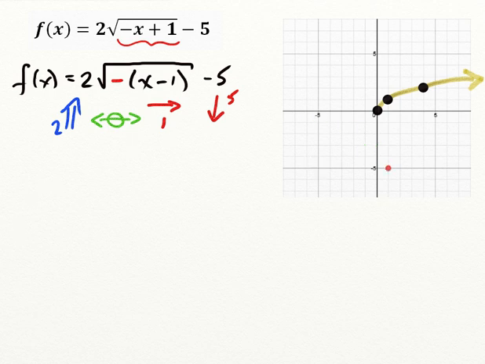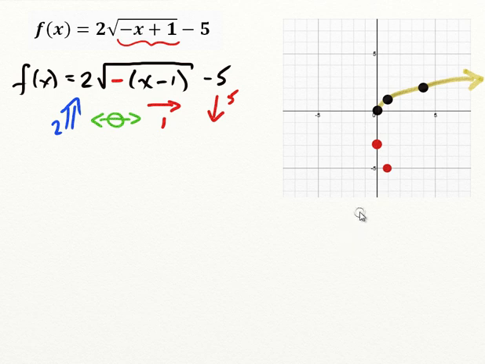Okay, so let's go ahead and put in our second point. And what we do is from our anchor point here, normally we would have gone up 1. Because of the vertical stretch, we're going to go up 2. And then normally we would have gone to the right 1, but because of the reflection, we're going to go to the left 1. And there's our second point.